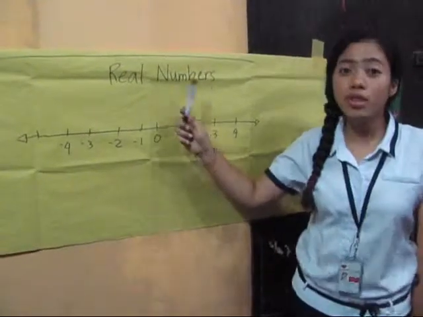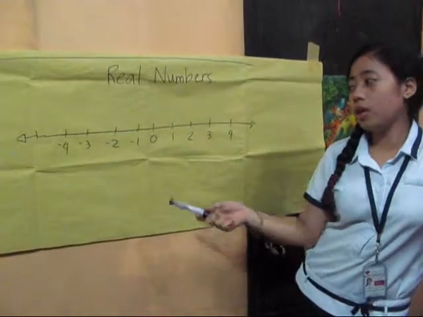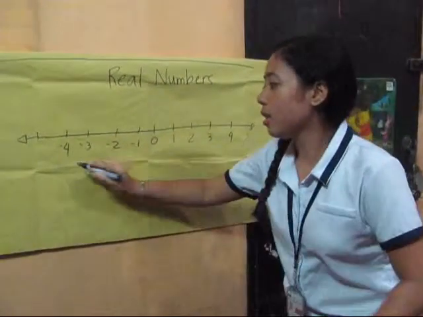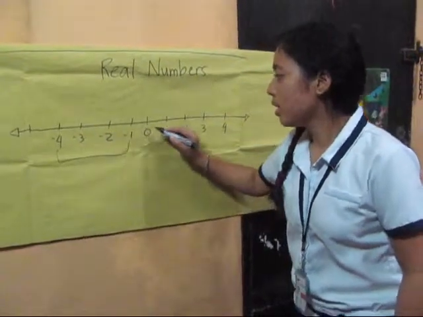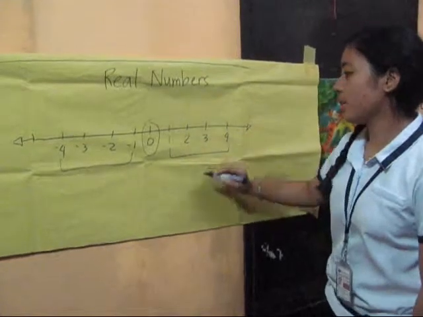Now let's move to real numbers. Real numbers are composed of the negative numbers, the zero, and our positive numbers.